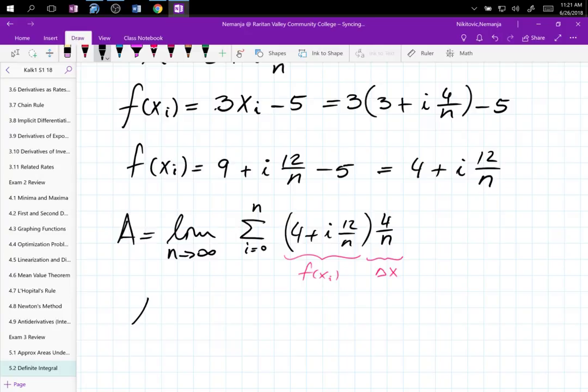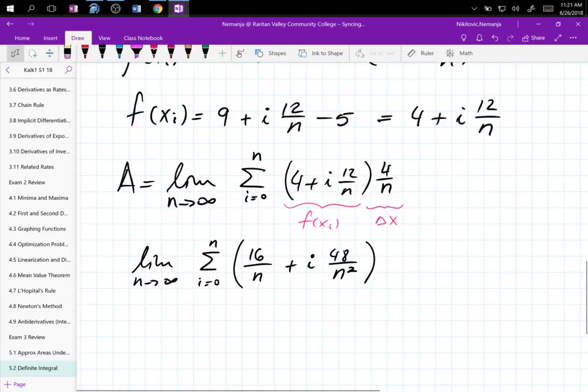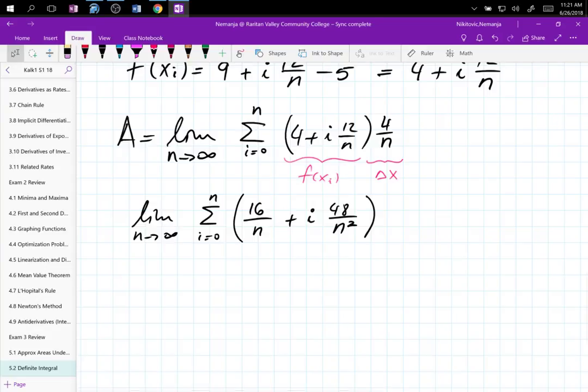So we go limit n goes to infinity of the summation i goes from 0 to n. And now the only thing that I can do is distribute this. So it's 16 over n plus i times 48 over n squared. Now I have to put parentheses here because the summation is supposed to work on both terms. All right, so now we have to deal with the summation.